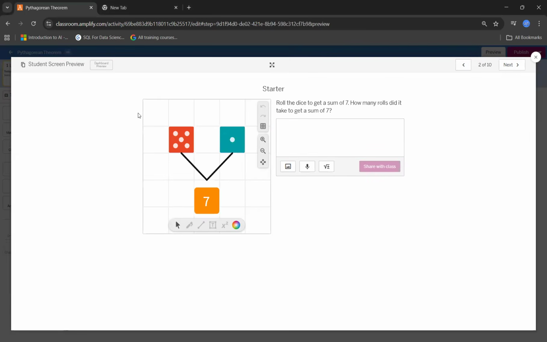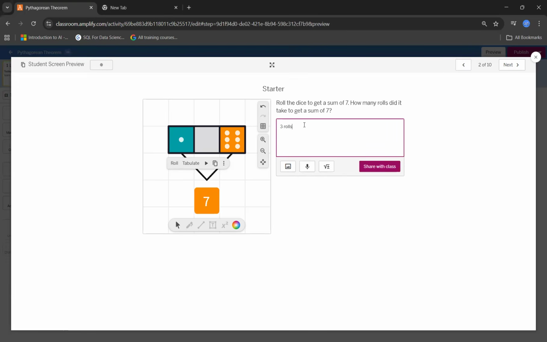Okay, so we have our starter. We're going to roll the dice to get a sum of seven. How many rolls will it take for us to get a sum of seven? Let's see. We're going to highlight these dice. First roll, it's not seven. Second roll, oh, that's nine. Third roll, oh, we get seven. So we get three rolls. Then we can share it with the class, or you can edit your response later on. That's good.